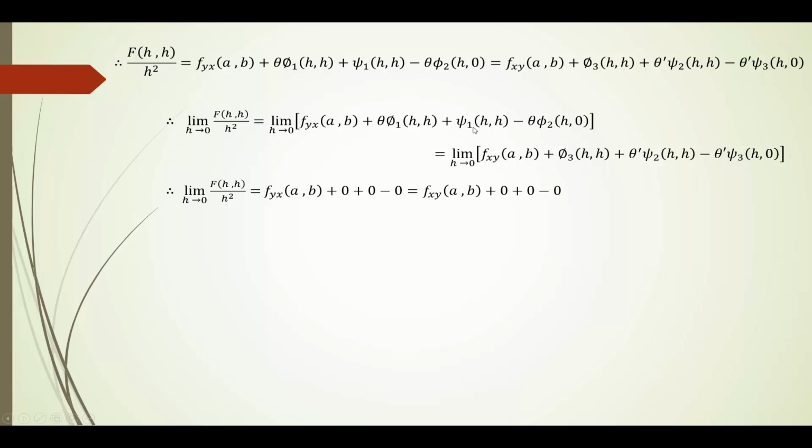Now phi_1, psi_1, phi_2 tend to 0 as h tends to 0, so all the values are 0, 0 plus 0 minus 0 is equal to this term f_xy(a, b) constant, so its limit is as it is f_xy(a, b), and phi_3, psi_2, psi_3 is equal to 0 as h tends to 0, so plus 0 minus 0. So we get f_yx(a, b) equal to f_xy(a, b), which is the required proof of this theorem. Hence the proof of this Young's theorem is complete.